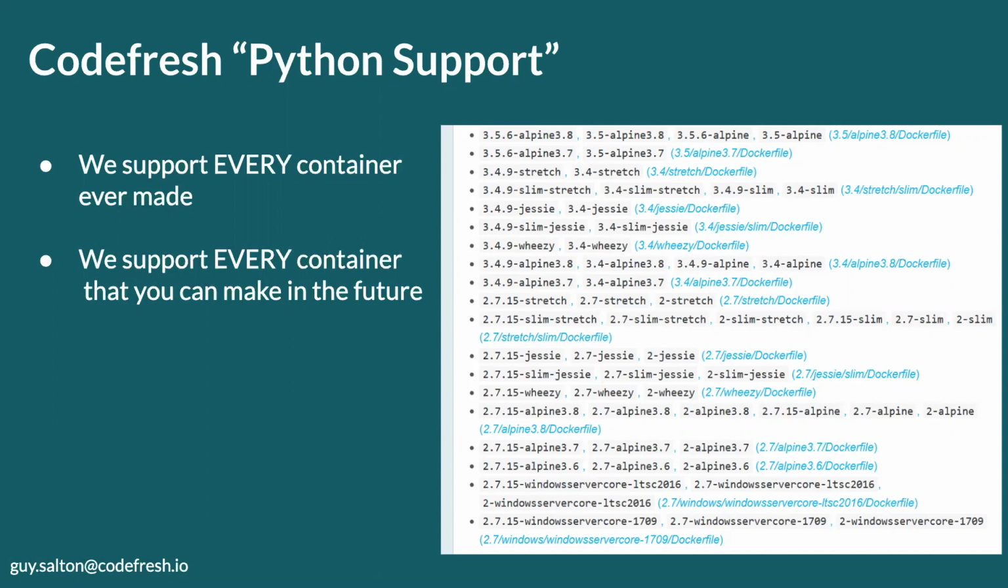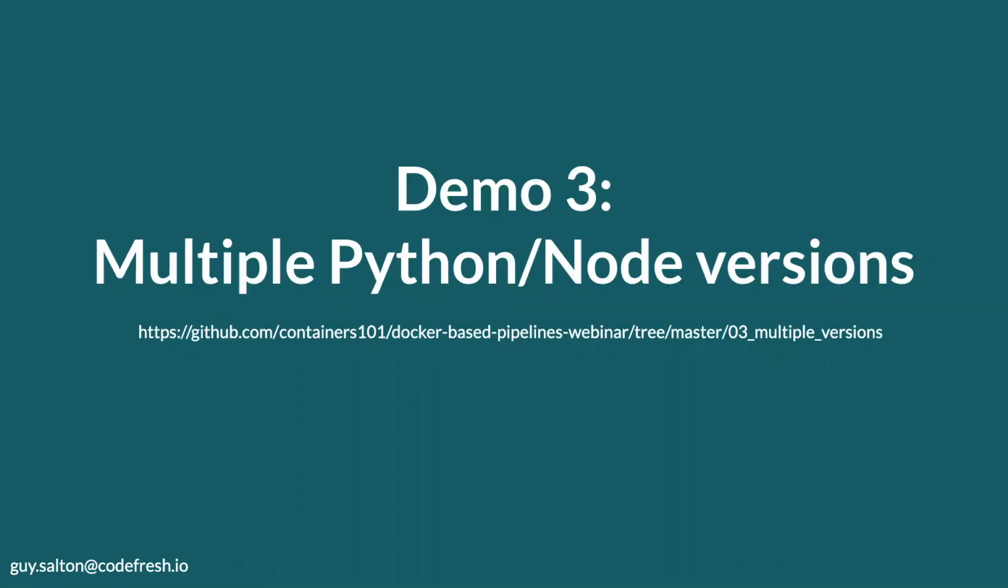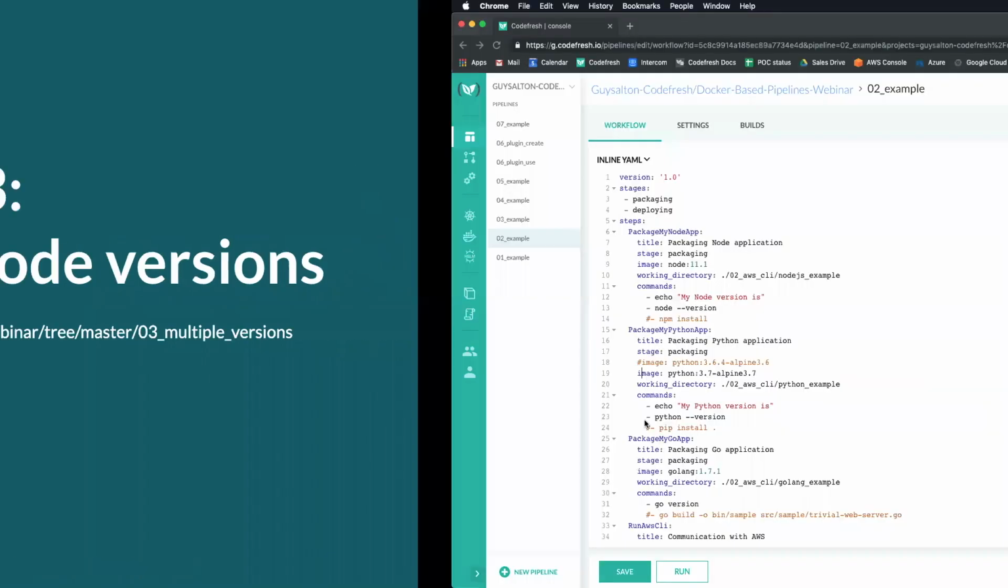So now let's say a new version of Python is released. You don't need to wait for Codefresh to update a version. You don't need to ask your operator to install this new version on your build node. You simply go to Docker Hub, grab the Docker image with the new version, or you can even create a Docker image with the new version yourself by simply creating a Dockerfile. So now let's see another demo with an example of using multiple versions of the same tool. So multiple versions of Python and multiple versions of Node in the same pipeline.